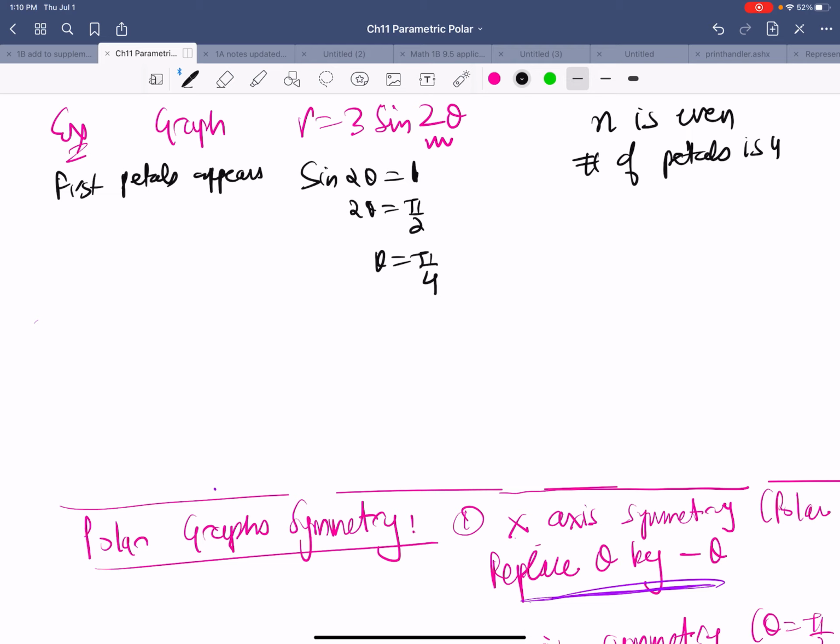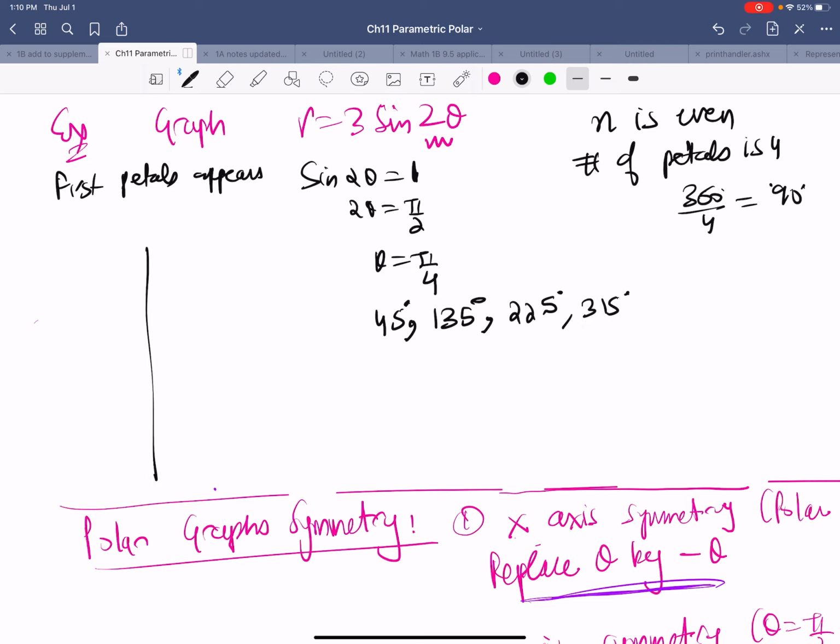So if the first petal appears along pi over 4, which is 45 degrees, where is the next petal? There's going to be 4 total. 360 divided by 4 would be 90 degrees. So each petal is going to be 90 degrees away, starting at 45 degrees. The first one is 45. The next one is 45 plus 90, which is 135. The next one is 135 plus 90, that's 225. And the next one is 225 plus 90, which is 315 degrees.